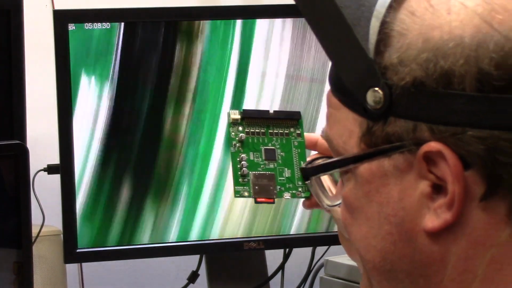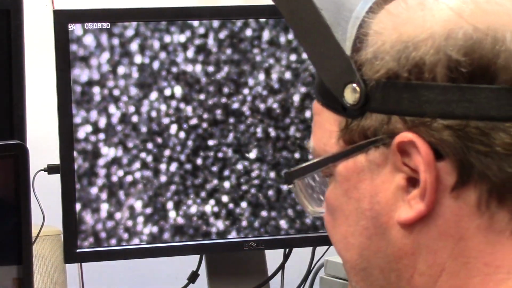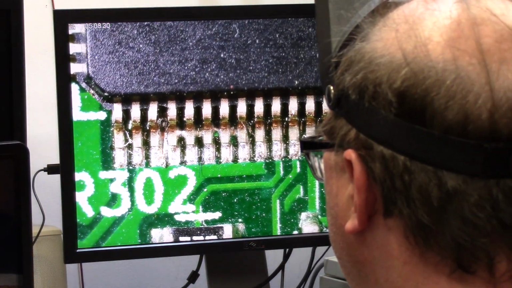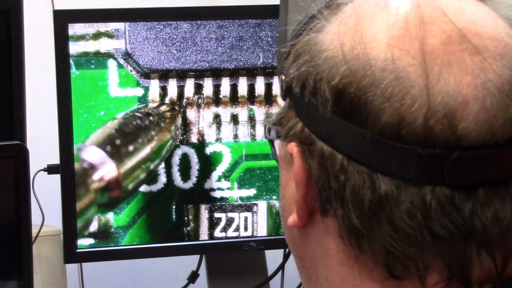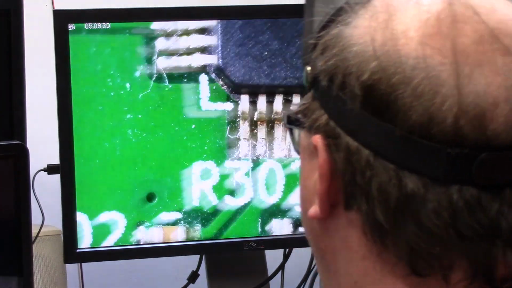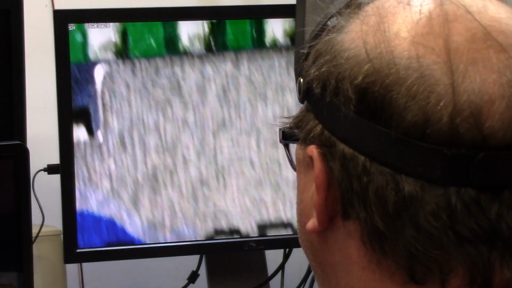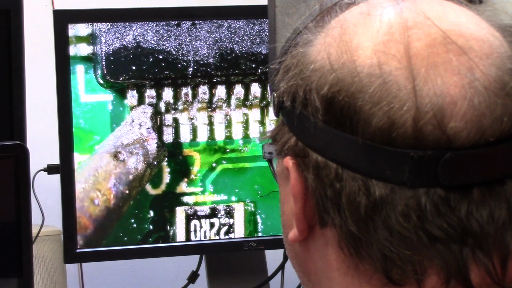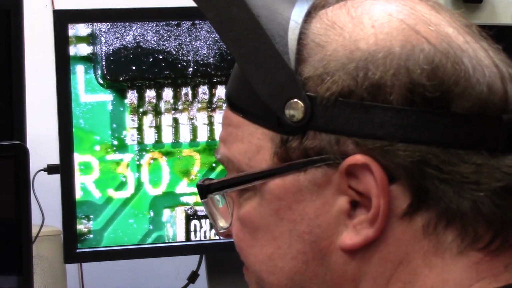Here's mine. I'm going to take this out. We're going to look at mine under the microscope. And it looks bridged too. All right. They're all bridged. This is the original again. Let's heat them up again. Let them melt again. Okay.